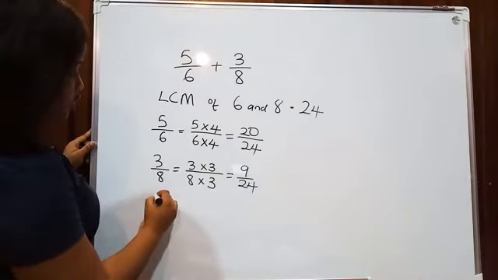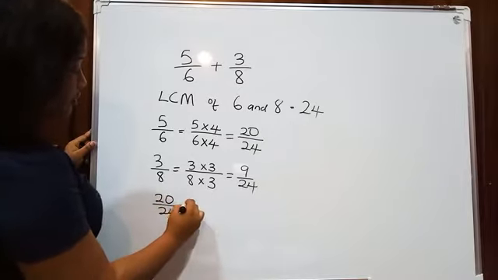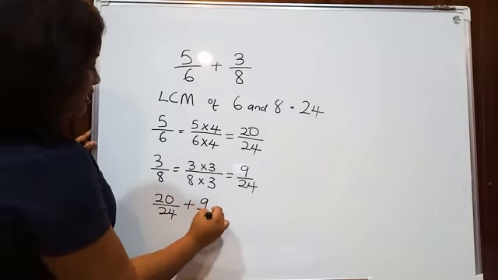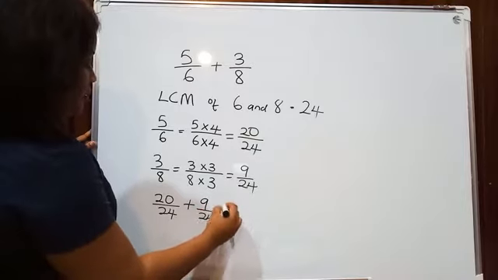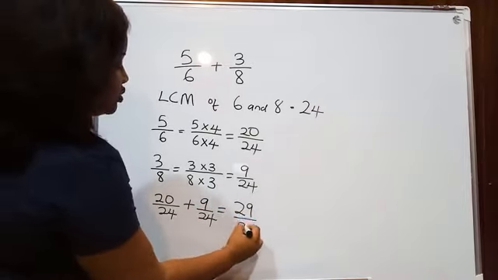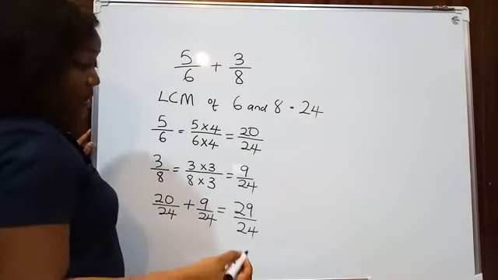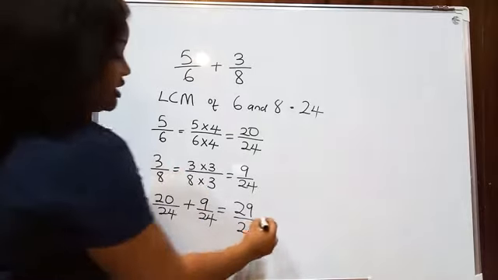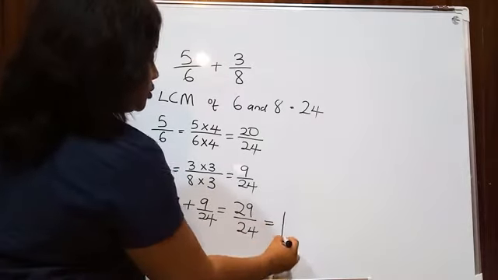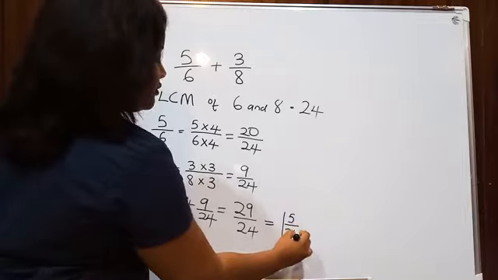You have 20 over 24 plus 9 over 24, which gives us 29 over 24, which is an improper fraction, and we have to convert it to a mixed fraction. And we have one whole number, 5 over 24.